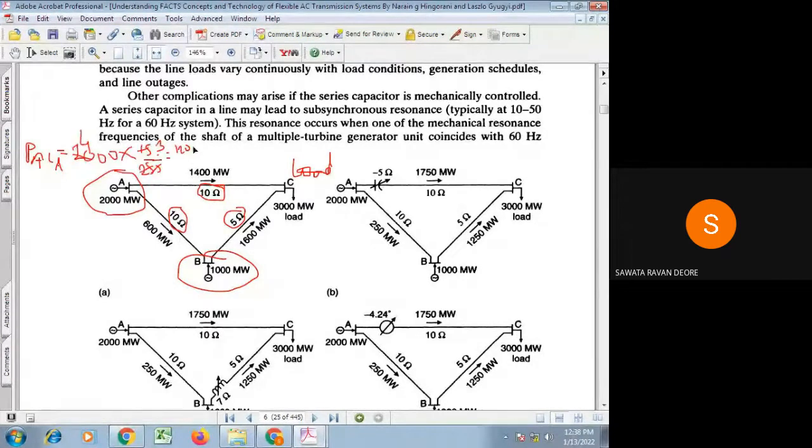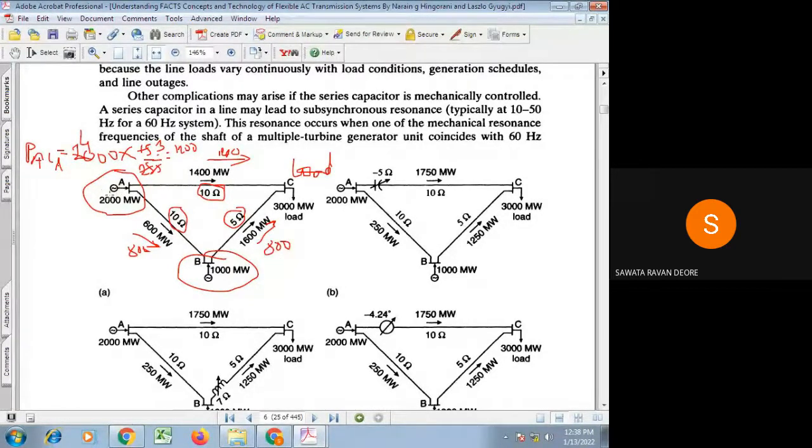So what happened? Out of this 2000 generation, 1200 will flow through this line, and the remaining 800 will flow through this line. ये लाइन से जाएगा और फिर ये लाइन से जाएगा वो 800. ये हो गया when generator at A is in operation.